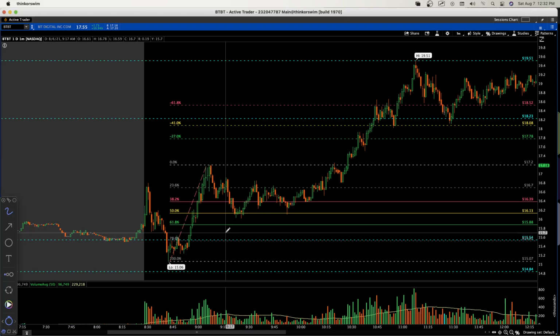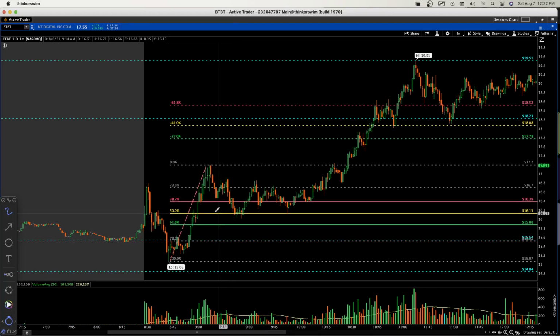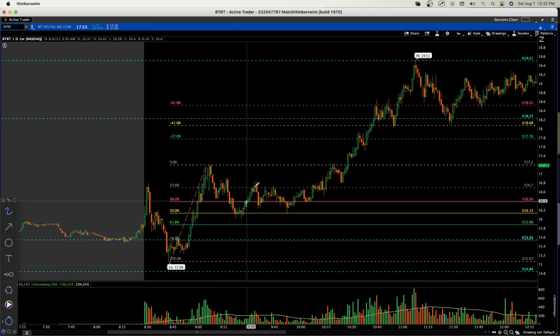So they don't always work. Like I said, they're just areas to focus on, not areas to say, okay, I'm taking this trade right here for sure no matter what, right? So where do we bounce here? Pretty much at the 50% level, right? Came back up and then really made our big move here. So let's look at a few more.